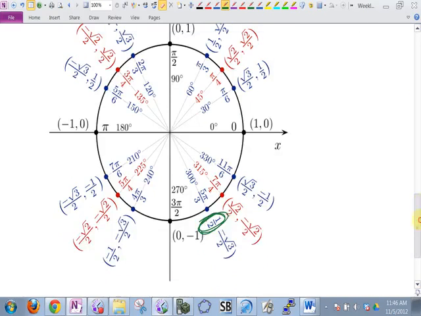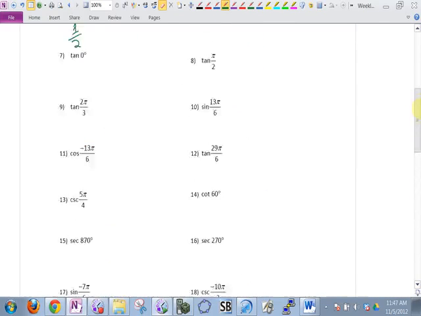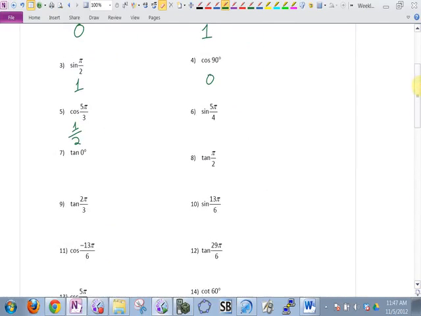Sine of 5 pi fourths. 5 pi fourths sine, that is this number right here. I mean, that is the explanation of the y coordinate of 5 pi fourths. So the answer is negative radical 2 over 2.